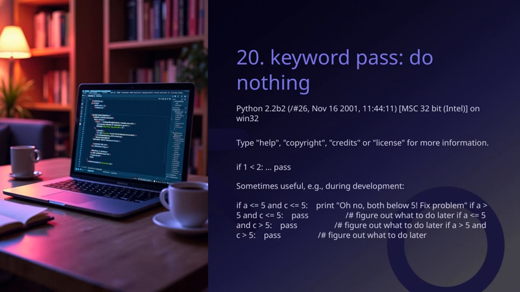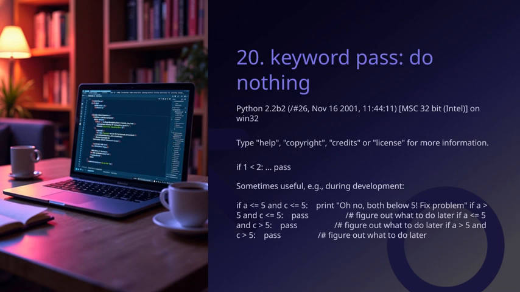Instead of leaving it empty, you can put pass there to make the code syntactically correct and continue building your logic later. In the example shown, you see multiple if conditions, and in some cases, pass is used to indicate that no action is taken for that condition yet. This technique helps you keep your code structure intact without causing errors, and you can come back later to fill in the actual logic.